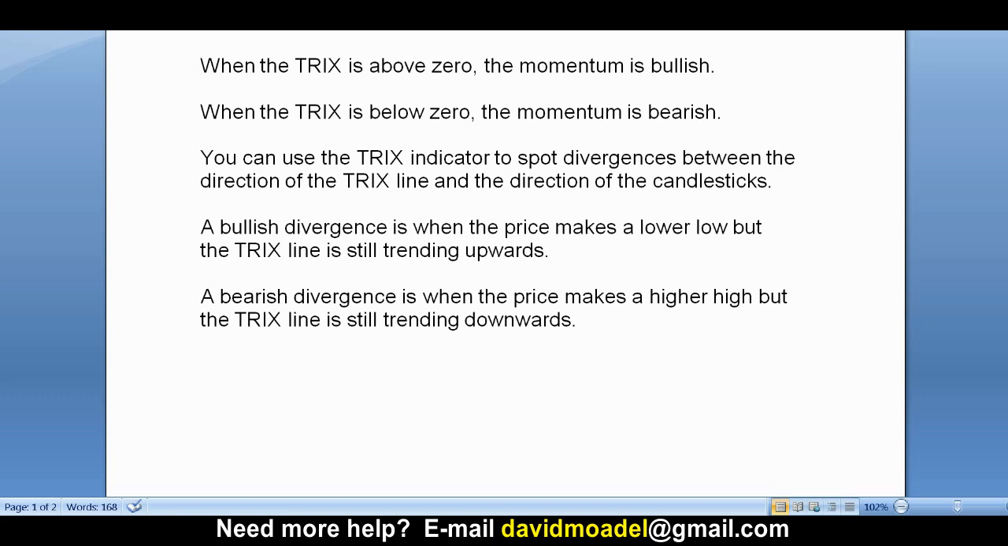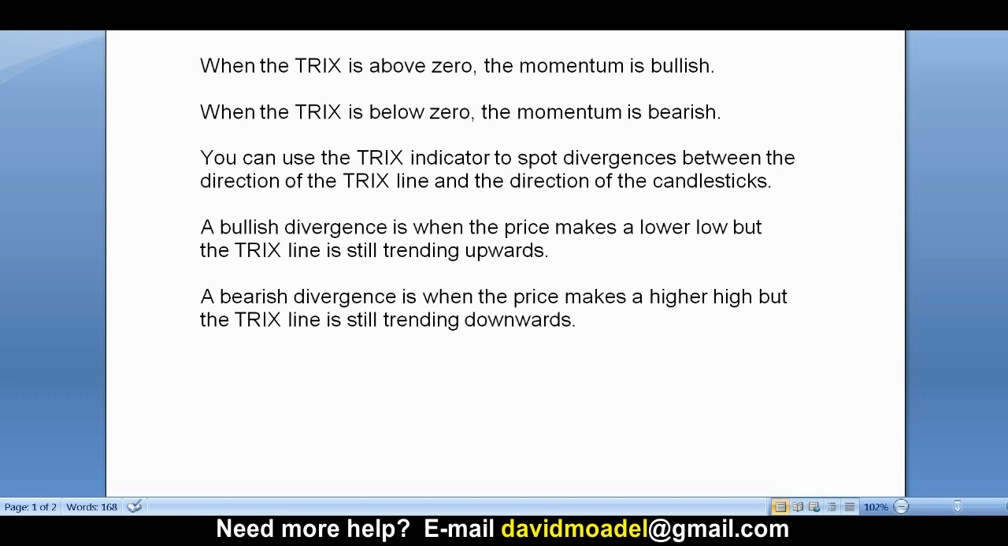You can use the TRIX indicator to spot divergences between the direction of the TRIX line and the direction of the candlesticks. Divergence meaning they're going in two different directions, and the TRIX line might be telling the truth, while the direction of the candlesticks might be lying to you, possibly. And so it's kind of like RSI divergences or stochastic line divergences. It's not really that different.